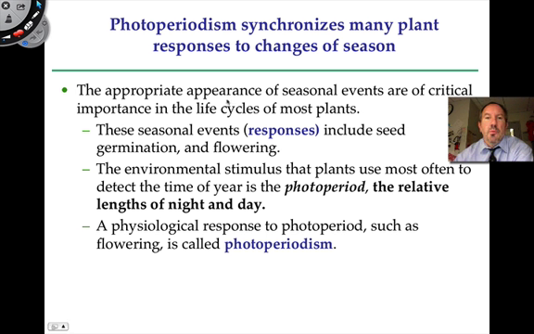So there's an appropriate appearance of seasons. Seasonal events are critical to a plant, and so plants respond, and this is what it's all about: they adjust their physiological responses, in other words their flowering or their seed germination, based upon environmental stimulus. And what's the most important environmental stimulus for seasons changing? It's going to be the light. This is called a photoperiod. It's the relative length of day and night.